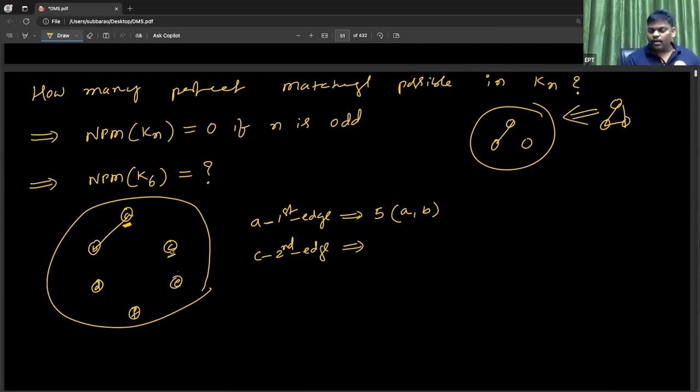How many choices does he have? Old things he cannot take. A, B are already over. I think he has 3 choices. He can go to either D or E or F, because it is a complete graph. He has full chance. So I think he has 3 choices.